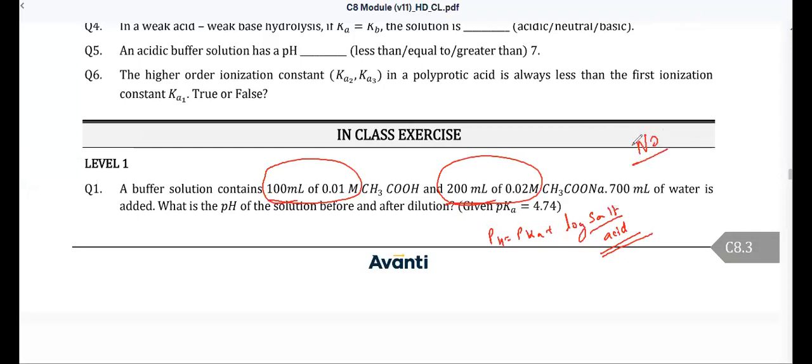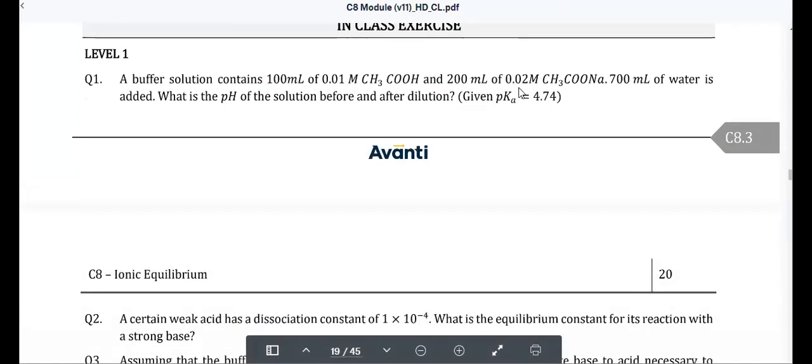No, no. Why? Because concentration is number of moles by total volume. What is the total volume? You have to add. Total volume will be 1 liter. This is not the concentration. Calculate the number of moles of acid, number of moles of salt, and total volume will be 700 plus 200 plus 100. Then it is formula putting, getting.